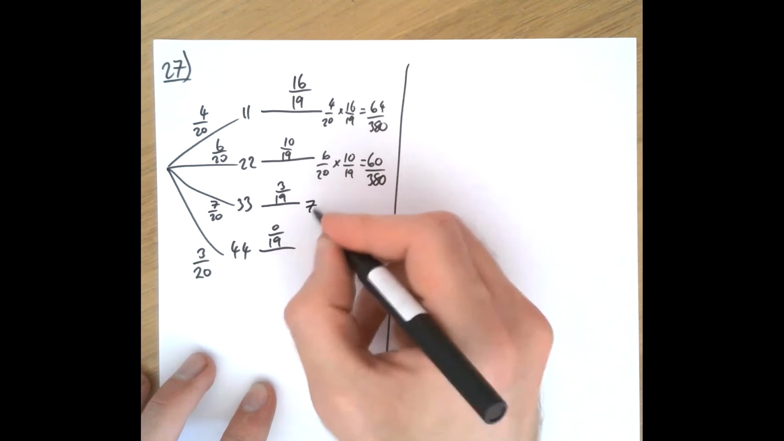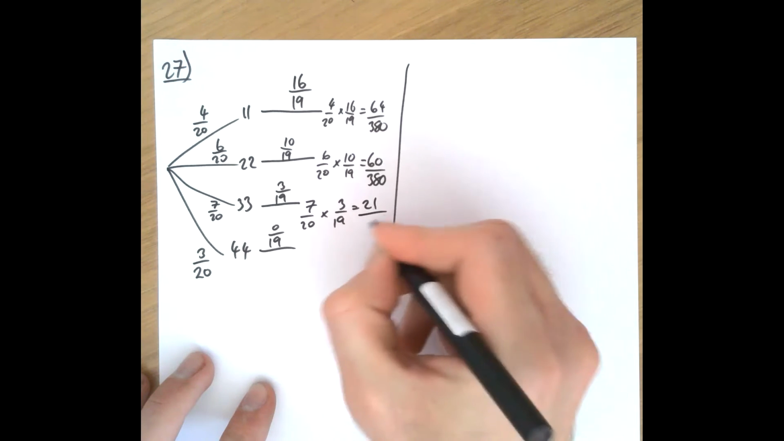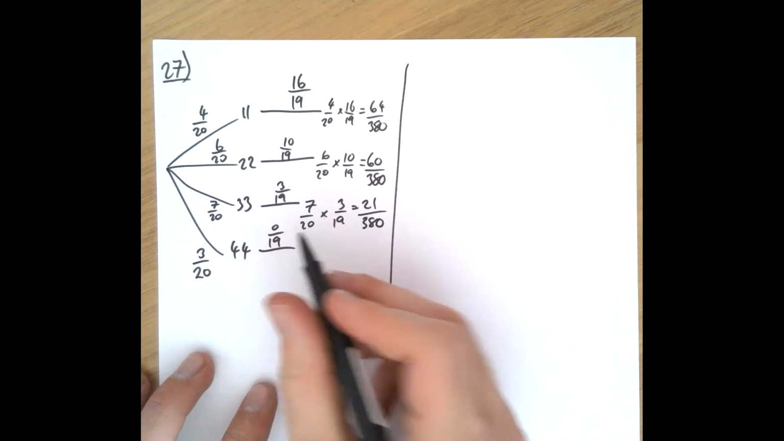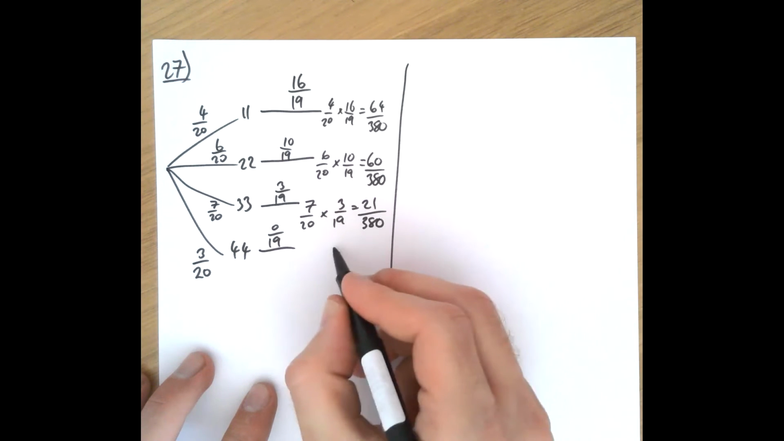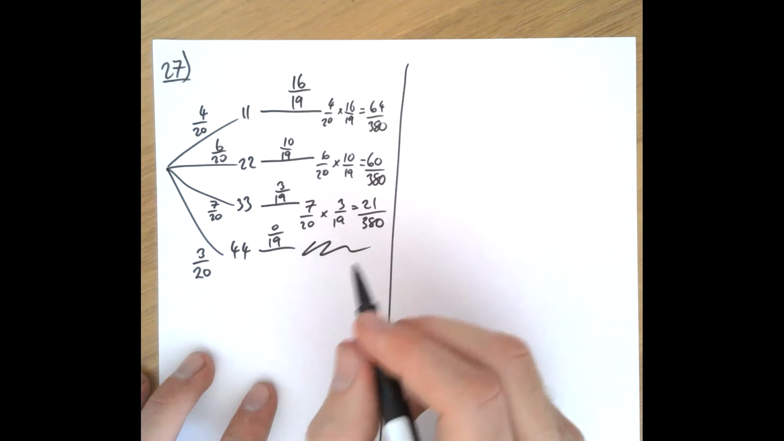This one's going to be 7 over 20 times 3 over 19, which is going to be 21 over 380. And for the final one, because we're timesing it by 0 in effect, this answer is just going to be 0. So I'm just not going to write it. It's just going to be nothing.